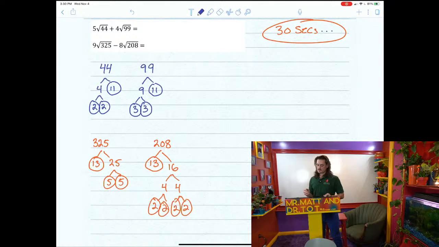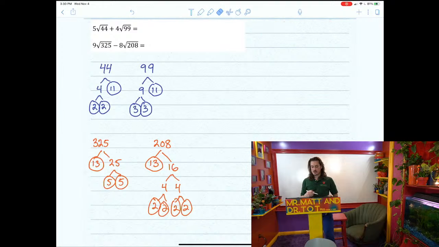Okay, so looking at the first value, I factorized 44 and 99 in blue. 44 breaks down into 4 times 11. 11 is prime, but 4 breaks down into 2 times 2. 99 breaks down into 9 times 11. Notice the repetitive 1s and 9s give away that it's a multiple of 11. And 11 is prime, but 9 breaks down into 3 times 3. So we can rewrite this as 5 times the square root of 2 times 2 times 11 plus 4 times the square root of 3 times 3 times 11.